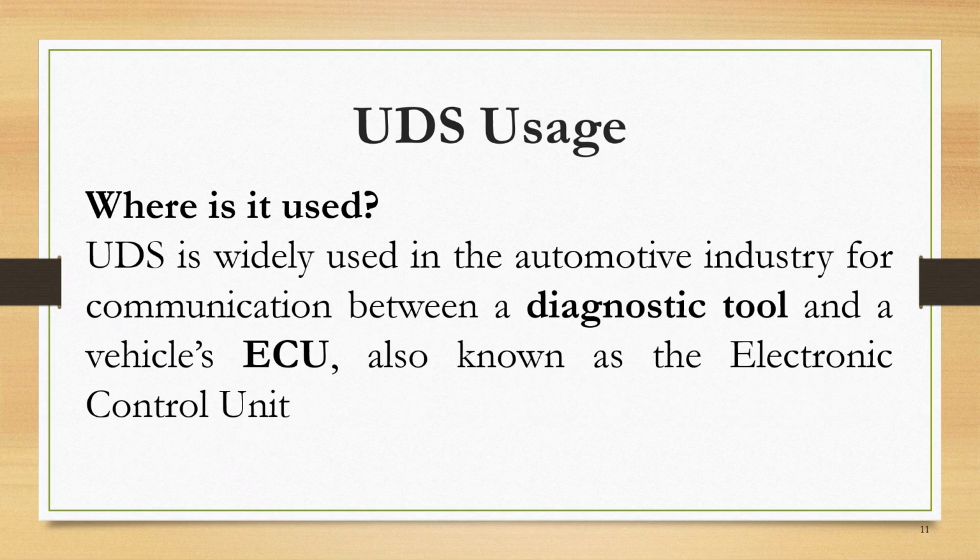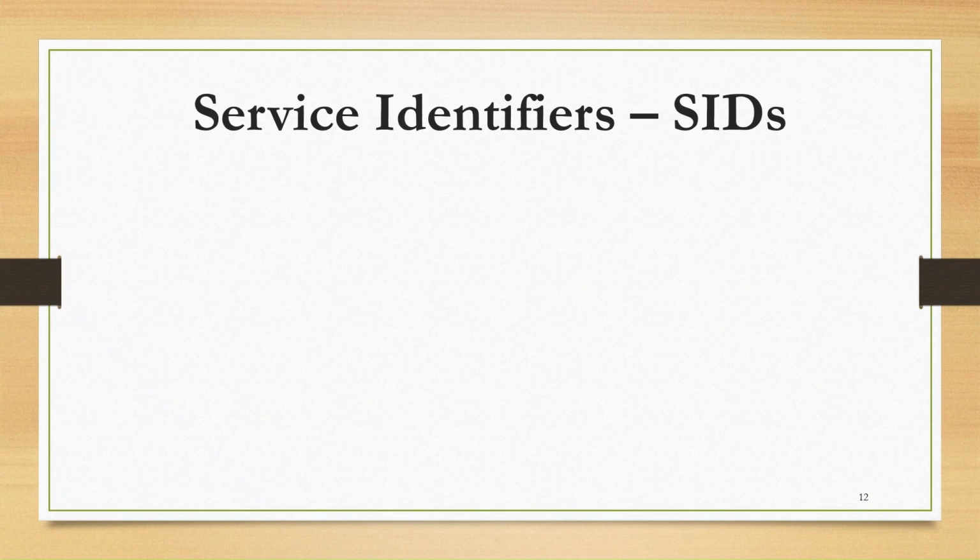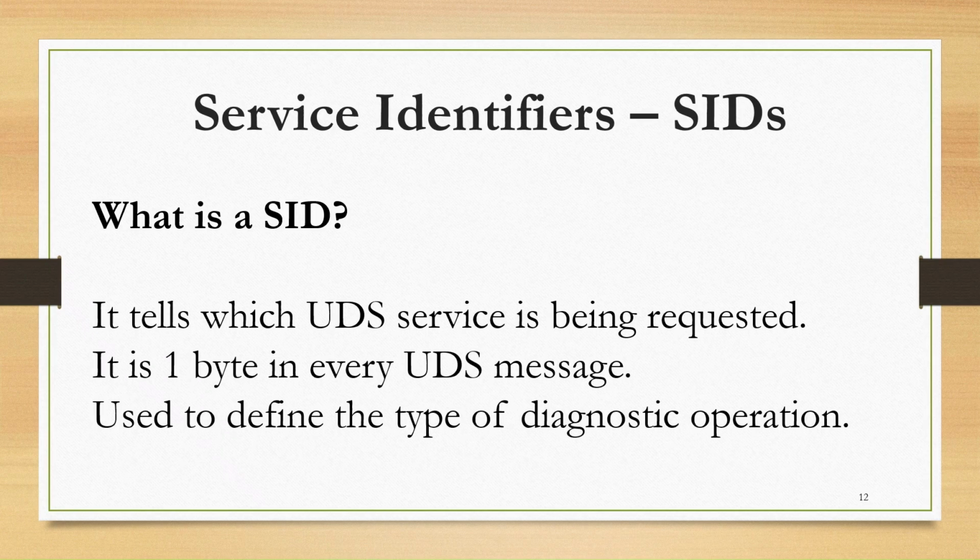So, where is it used? UDS is used throughout the industry for communication between diagnostic tools and the electronic control unit. Now, let's get technical. How does the ECU know what we want? We use SIDs or service identifiers. This is a 1 byte code at the start of every message that defines the operation.